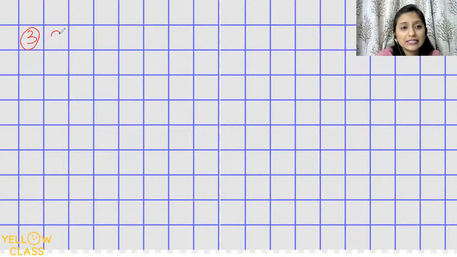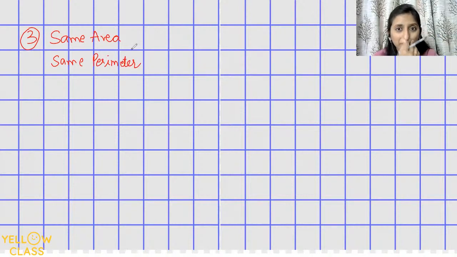So now the third is same area and same perimeter. Yes, so any shape which has the equal, well, if we find out its area, that is also equal and its perimeter is also equal. We just now did that. Yes, in the session only, in the beginning. Okay, let's see.